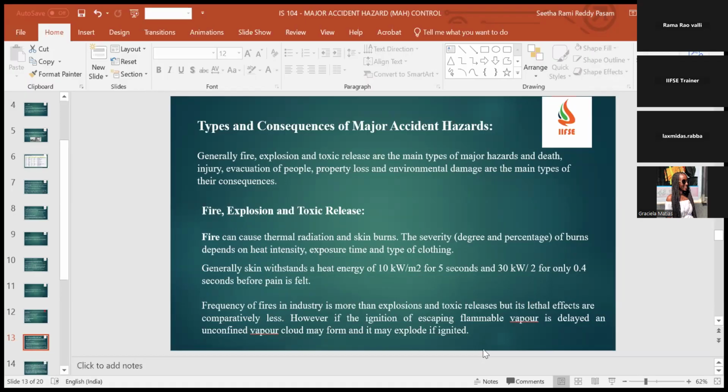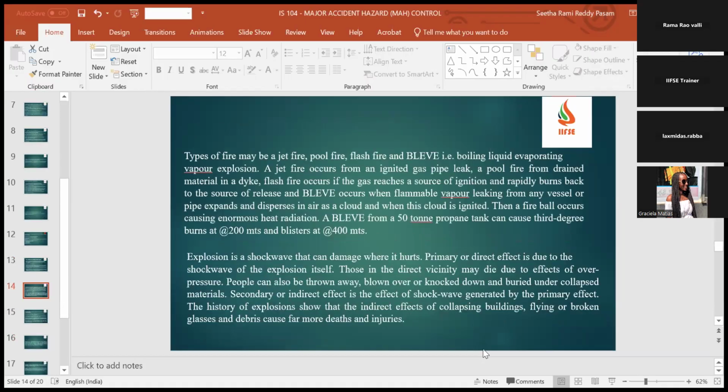Sometimes what happens, in the absence of any ignition source, it will escape from the plant and form a vapor cloud. After that, if any ignition source is available nearby, then it can explode. Then, the types of fire are jet fire, pool fire, flash fire, and also BLEVE, boiling liquid expanding vapor explosion.